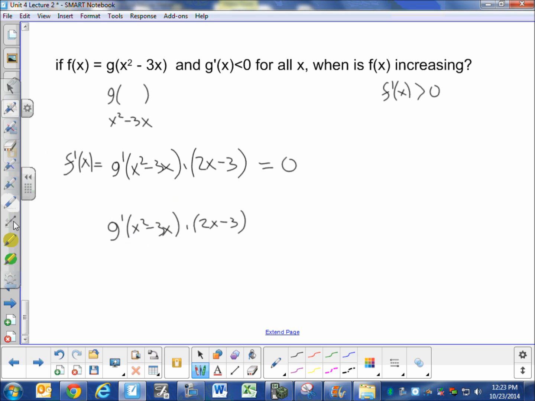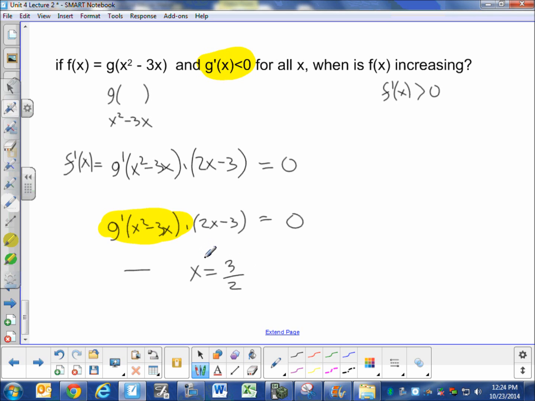Well, you don't have to figure this out. This is helped by that statement. Look at that for a second. We are told that g prime of x is always negative for all x. That means this is negative everywhere. It can never be 0. So all I need to worry about is when this is equal to 0. This is equal to 0 when x is equal to 3/2.